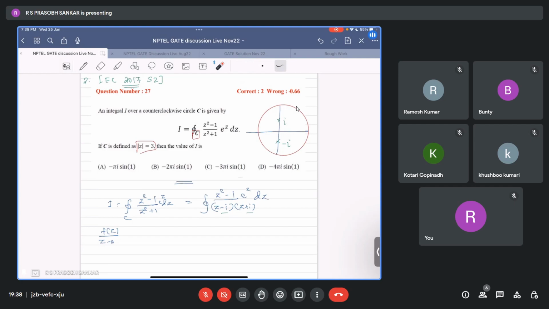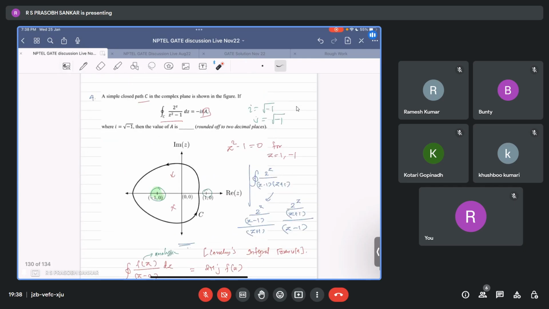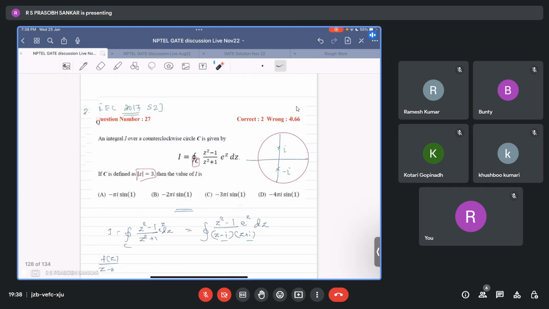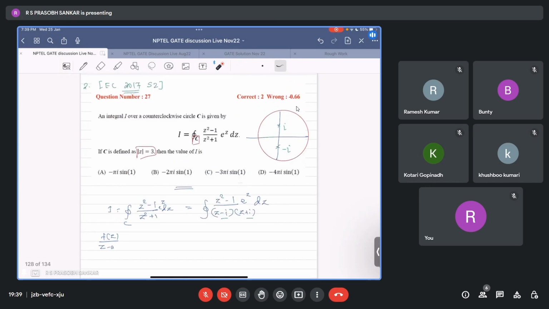If it is a single pole, we can use Cauchy's integral formula and get the answer, not a problem. But here, we have two poles in this circle. So whatever we were doing here won't work because there are two poles. To answer such a question, we need to use Cauchy's residue formula. Sorry, Cauchy's residue theorem.